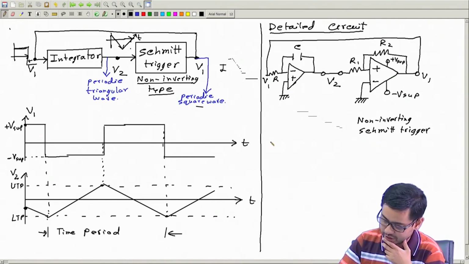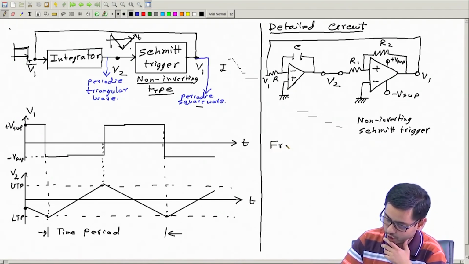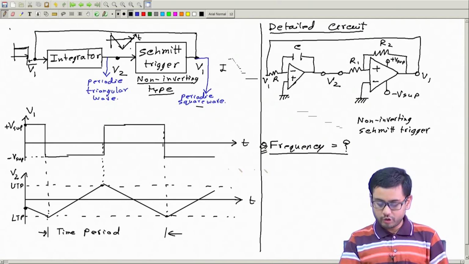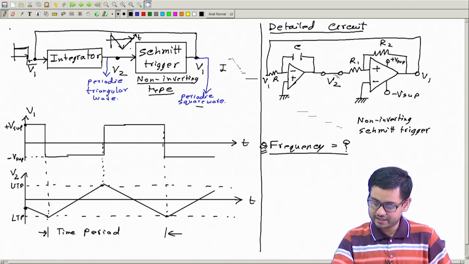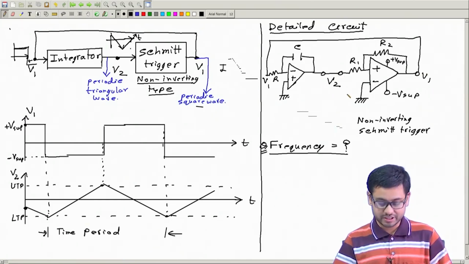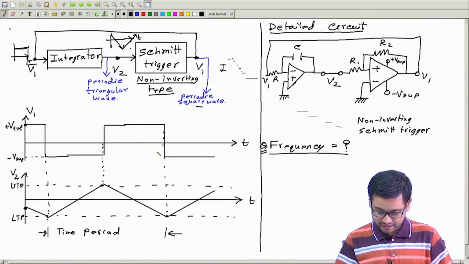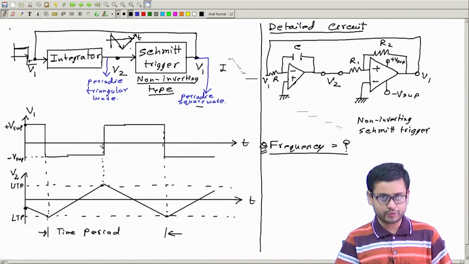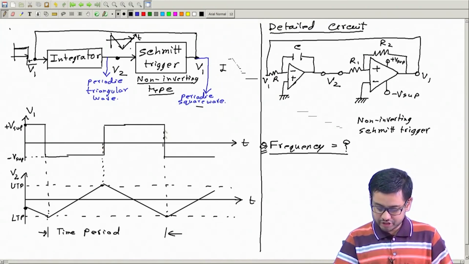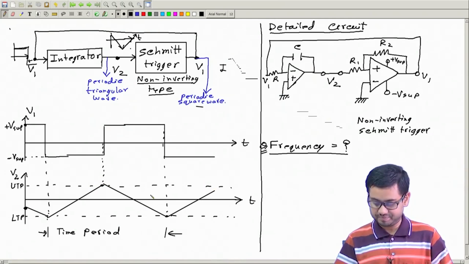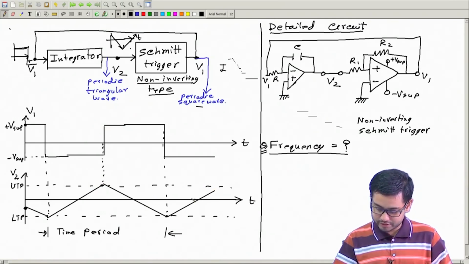Now the next interesting question is, how much is the frequency? We know the circuit, we know that there is a square wave here and a triangular wave here, but what is the frequency? What is this time period? Just observe that, as we have analyzed, the frequency of the square wave and the triangular wave are the same. Their time periods are also the same. So let's find what this time period or frequency will be.